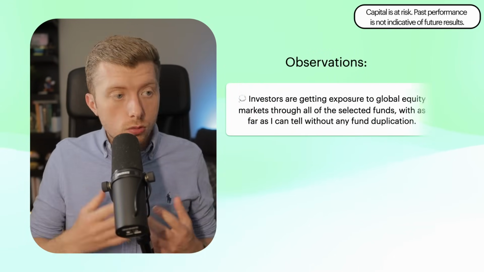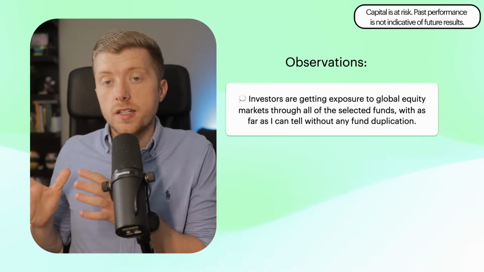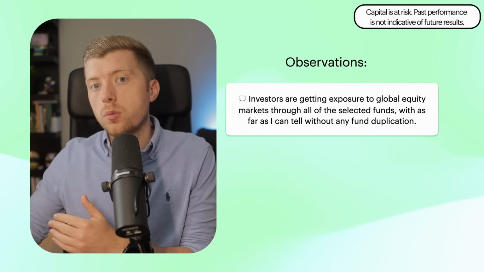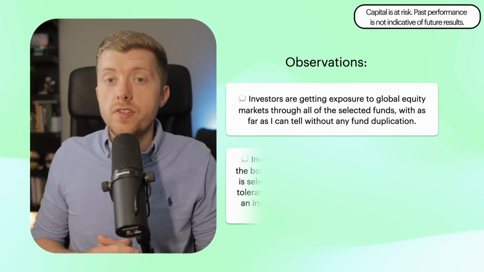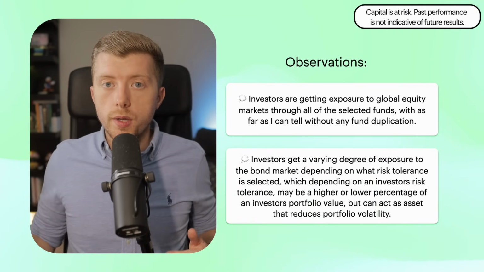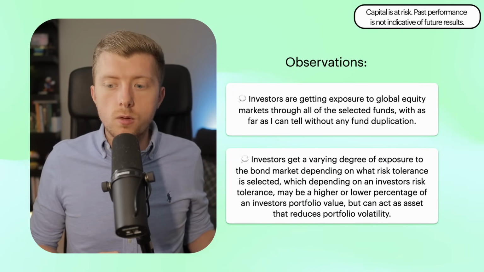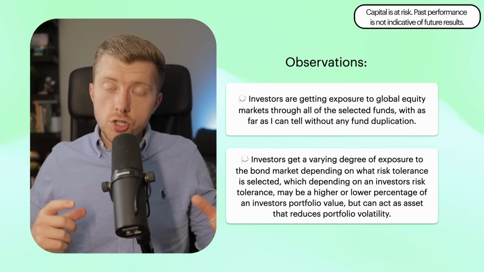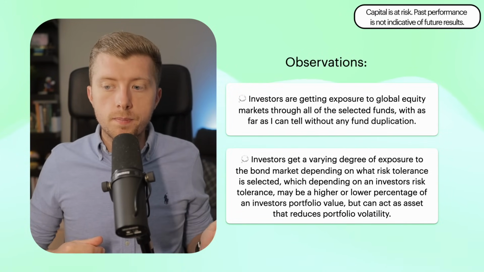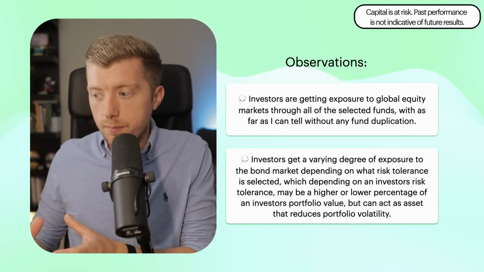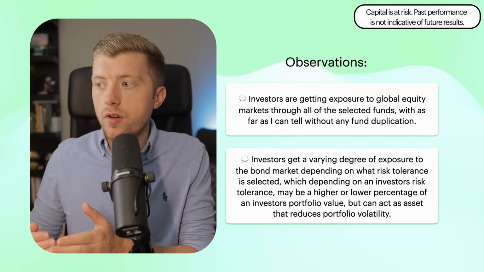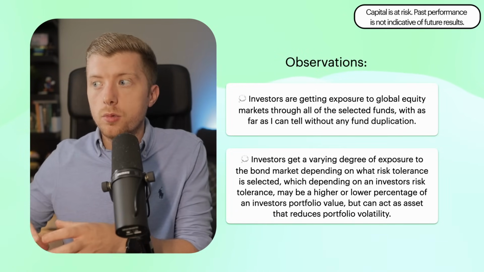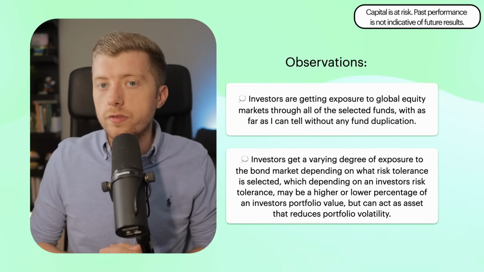Investors are getting exposure to global equity markets, which, as far as I can tell, without seeing any overall duplication or overlap within the individual funds. Secondly, investors can get a varying degree of exposure to the bond market depending on their risk appetite, which I think is really cool, to be able to select what your risk appetite is to adjust that overall exposure to the bond market. But with that being said, obviously that bond market position can also provide traditionally more stable returns that possibly creates a little bit more of a lower volatility investment portfolio too.